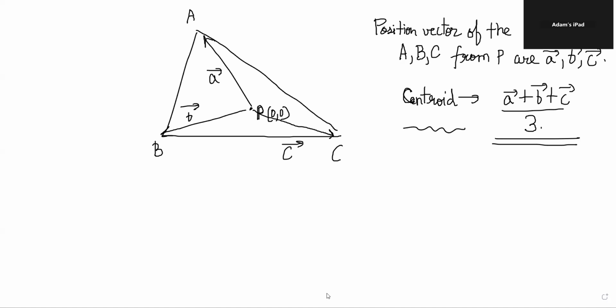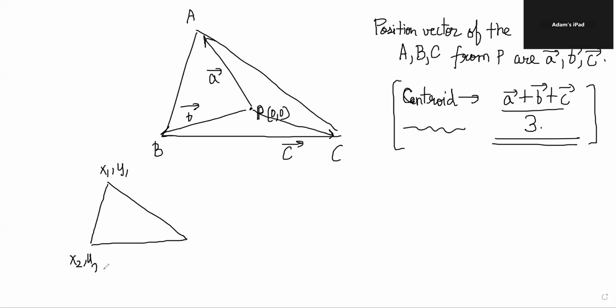I'm saying, no, you don't know this fact. So suppose I give you a triangle with vertices x1, y1, x2, y2, x3, y3. I want to find the centroid. The centroid will be the intersection of the lines from the medians, two medians, correct? So what is the midpoint here?